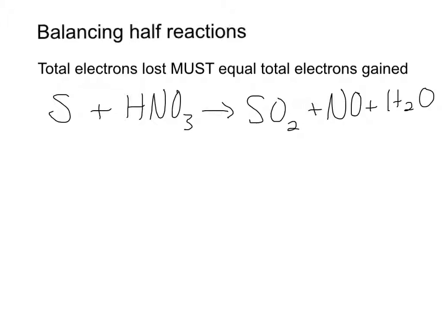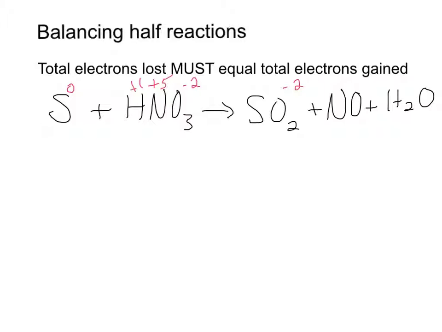So the first step for any reaction that you need to write the half reactions for is to assign oxidation numbers. Sulfur is by itself, so it's 0 on the left. Hydrogen is always going to be +1, unless it's by itself or with a metal. Oxygen is always going to be -2. -2 times 3 is -6, plus I have a 1, which makes it -5, so the nitrogen has to be +5.